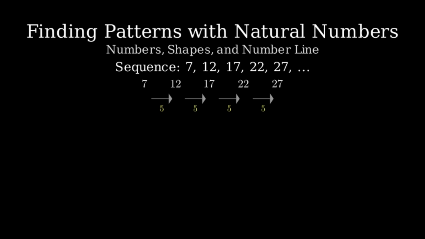When the first difference is constant, the pattern is arithmetic, and the nth term is a linear expression. If a sub 1 is 7 and the difference is 5, then the nth term is 7 plus (n minus 1) times 5. In math words, that's 7 plus 5 times (n minus 1).